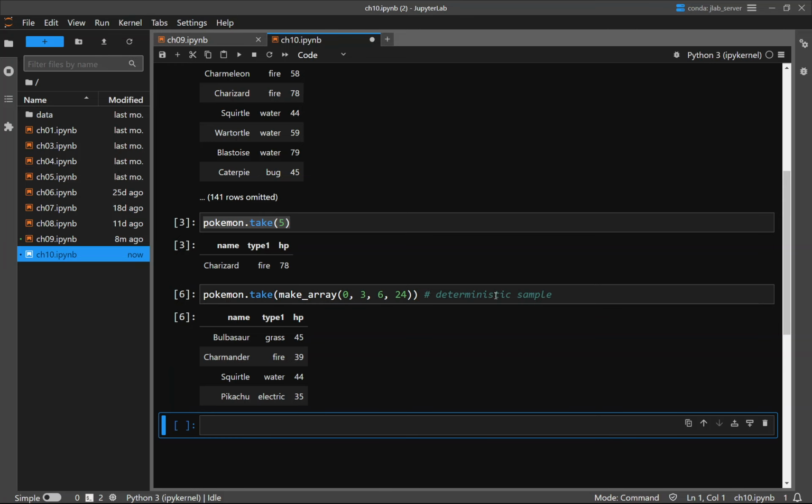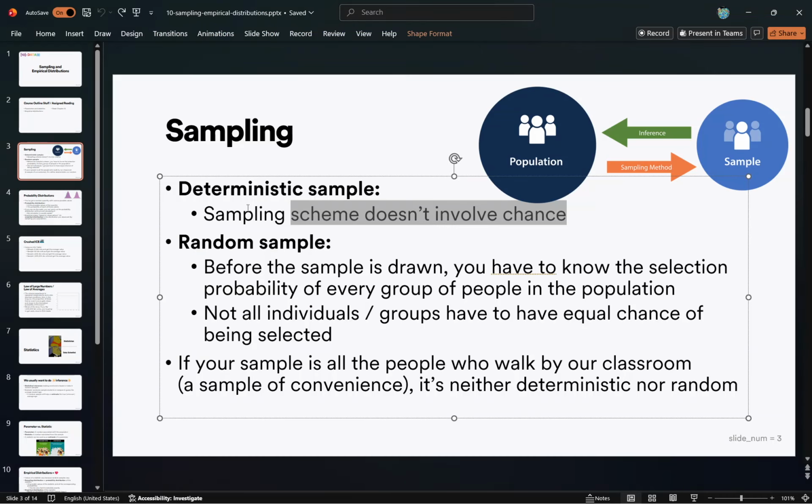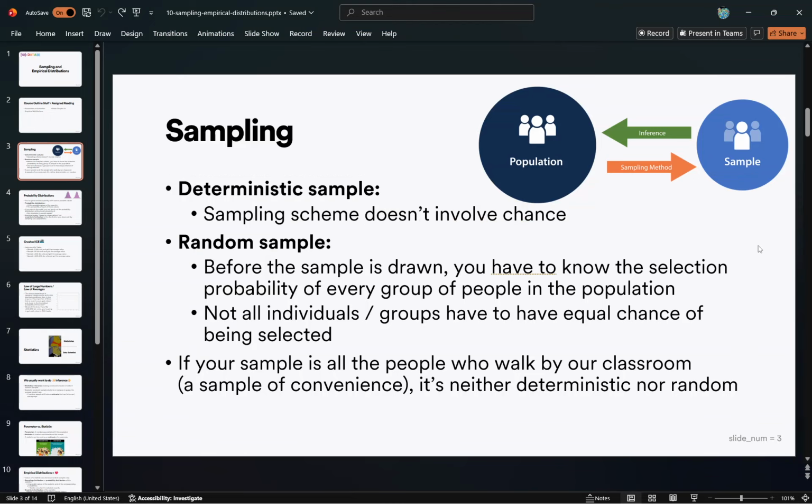All right? That's what's going on. It's a deterministic sample. You've chosen ahead of time. There is no randomness involved. There is no chance. So it's like, I'm going to interview people. I'm only going to interview my family. That's deterministic in that sense. There's no randomness involved. You've already chosen what's going to happen.